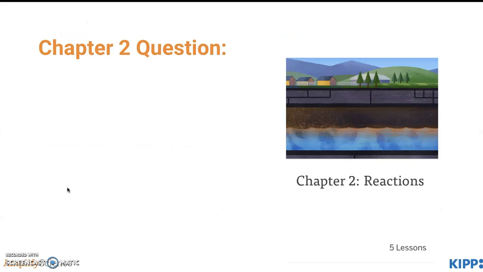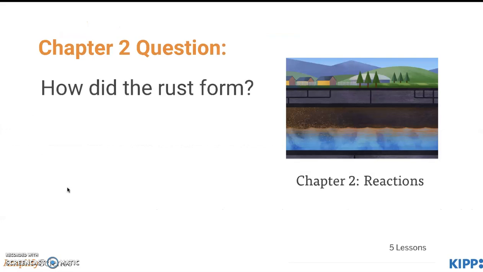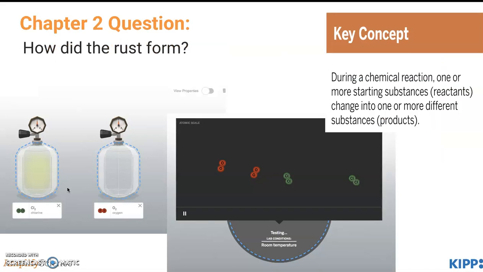Moving to Chapter 2, reactions. How did the rust form is the Chapter 2 question. Students begin Chapter 2 by investigating whether or not substances can change into different substances. During this lesson, students gather evidence by observing the chemical reaction that is provided when two substances are mixed together.